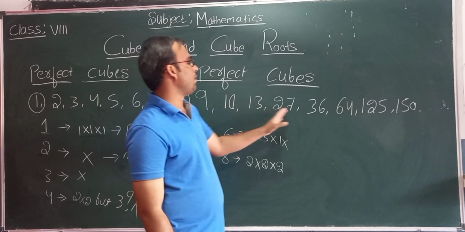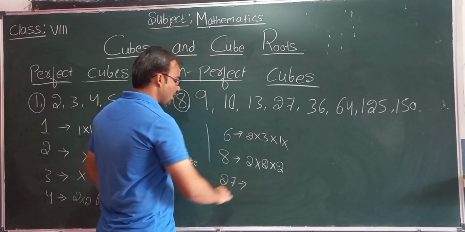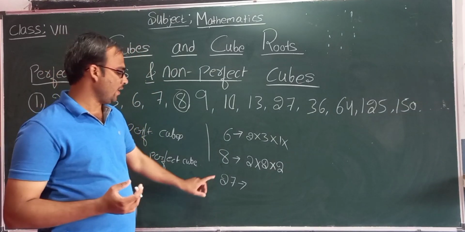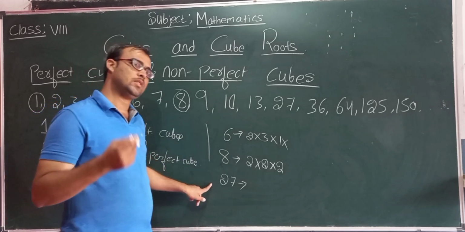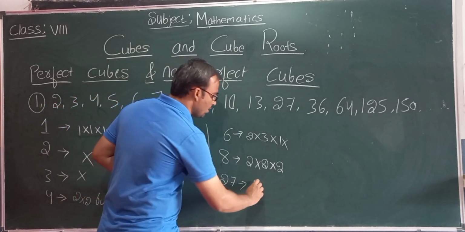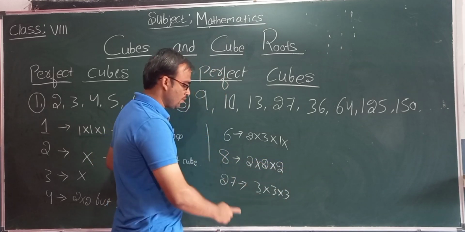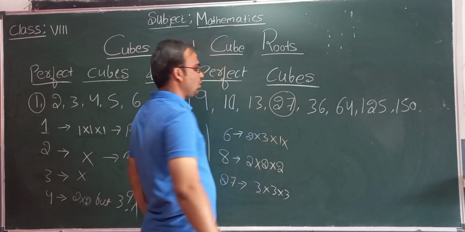Okay, again here I have written some numbers. So 27. Just think, students, is there any such number that when we multiply it 3 times, we get 27? Yes, it is there: 3. So when we multiply 3 three times, we get 27. It is a perfect cube.